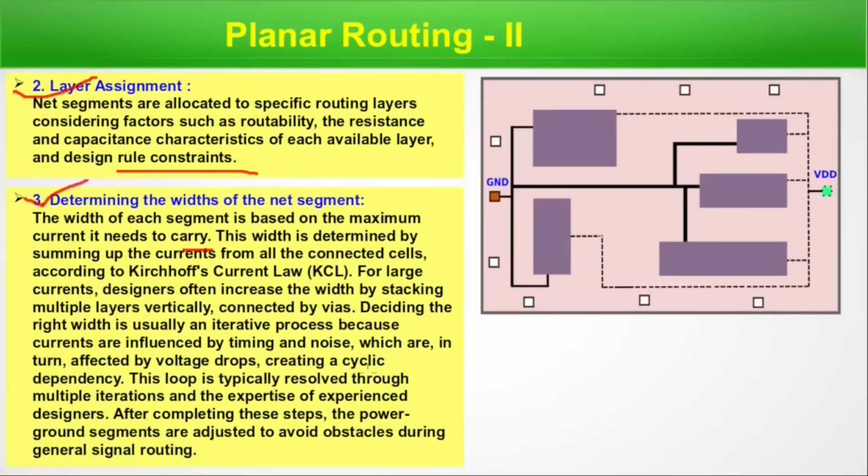This is an iterative method, and for large current, designers often increase the width by stacking multiple layers vertically and connected by vias. This way they design it. What should be the right width? That is an iterative process because currents are influenced by timing and noise. Noise is there, timing limitation is there. In turn, that affects voltage drop, creating a cyclic dependence. And experienced designers solve these kinds of issues. We are done with this slide. Now we will move to the next slide.